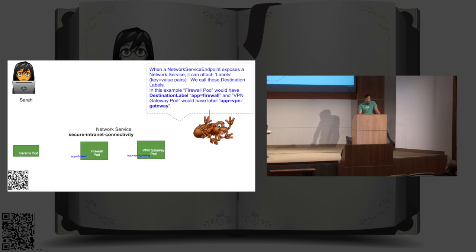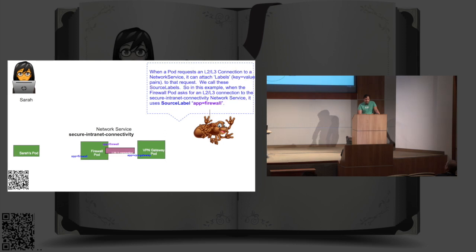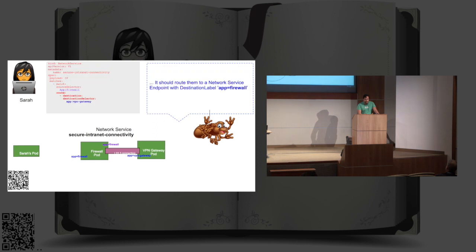So when the firewall wants to connect to the VPN gateway pod, it connects to secure internet connectivity, and it has a selector. The selector in this scenario, the source is app firewall. The destination is VPN gateway. In that scenario, when the firewall says, please connect me to secure internet connectivity, it matches that and then creates the connection between the two.